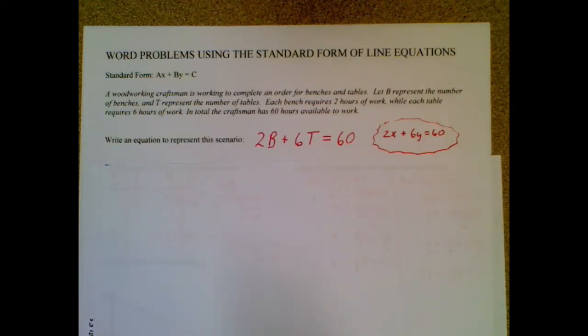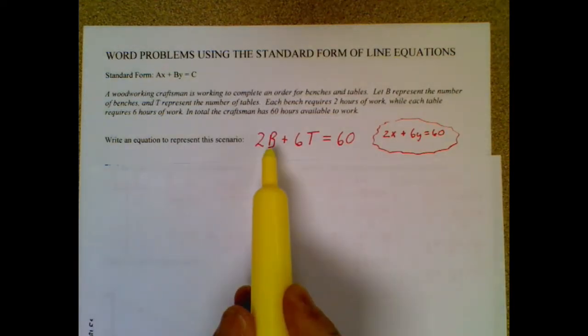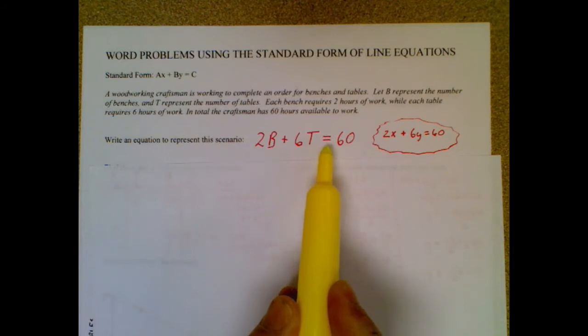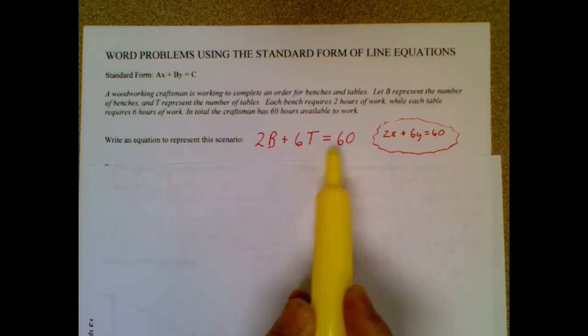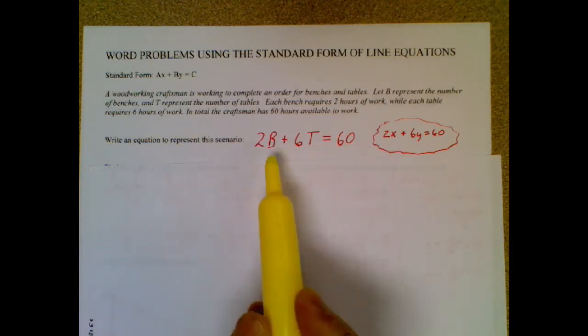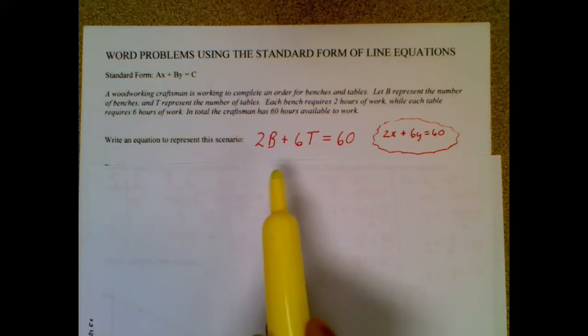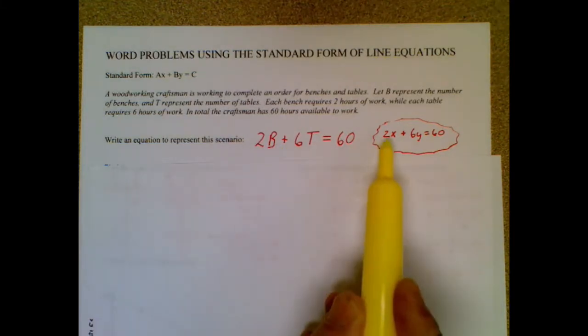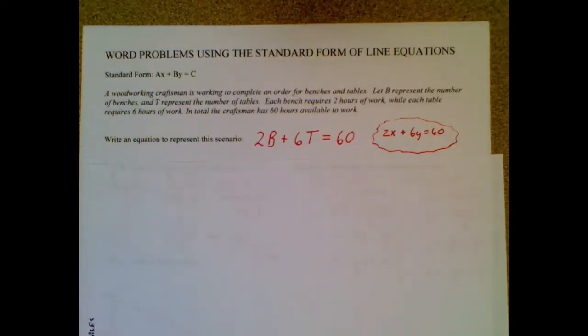So here's my equation. I end up with 2 hours of work for every bench, 6 hours of work for every table, and I have 60 hours in total available. So there's my equation, and since we're working with standard form, a lot of times people would prefer to turn this and this into x's and y's, and that's totally fine. Everything from here now is going to be things you're familiar with from these equations.